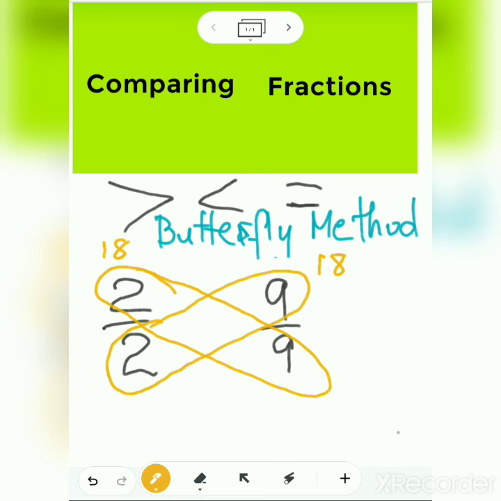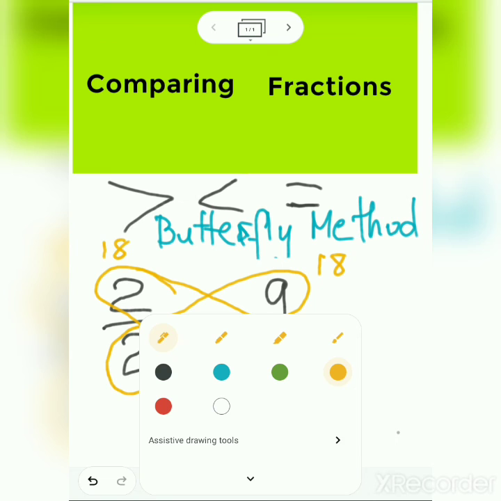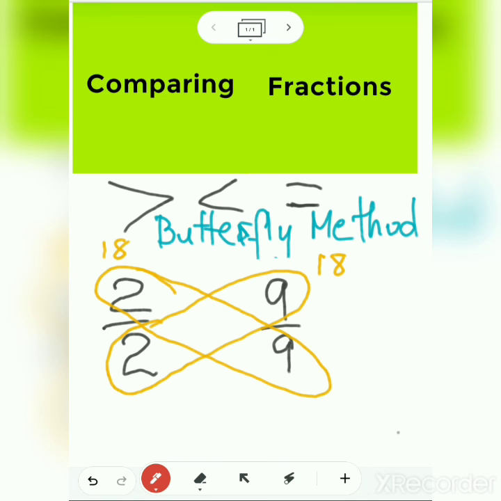Now, what do you notice when you look at both numbers? That's right, it is the same number. And so if we are going to compare both fractions here, then I would have to put the equal sign in the center, because 18 and 18 are the same.